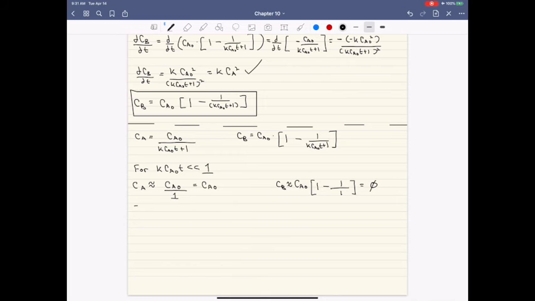Alright, let's now look at the other limit, which was the case where k CA naught times t is much greater than 1. Alright? And so for CA, that means it's going to be approximately this, because the k CA naught t term dominates the denominator. And so these CA naughts cancel out. What we end up with is 1 over kt. And I'll highlight here that this is proportional to just 1 over t.